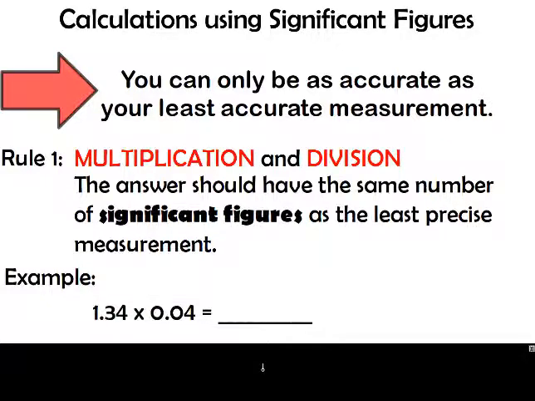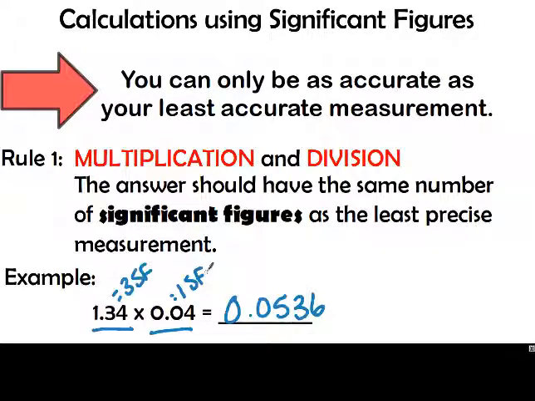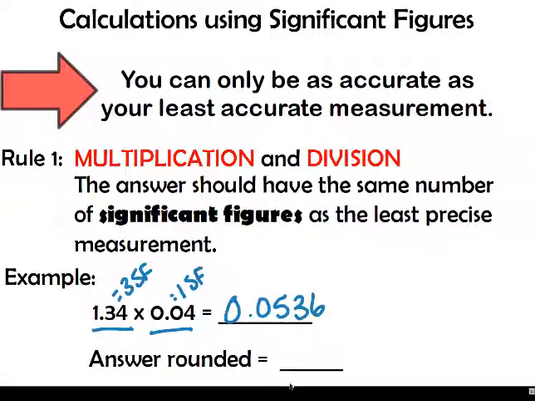So 1.34 times 0.04. If you were to type that in the calculator, you would get 0.0536. This number has 3 sig figs. This number has 1 sig fig. Of those two, 1 sig fig is the least precise measurement, so I need to round my answer to just 1 sig fig. That 0 is a placeholder, that 0 is a placeholder, that's my first sig fig. So I look, that's a 3, the 3 does not round up, so my answer rounded is simply 0.05.